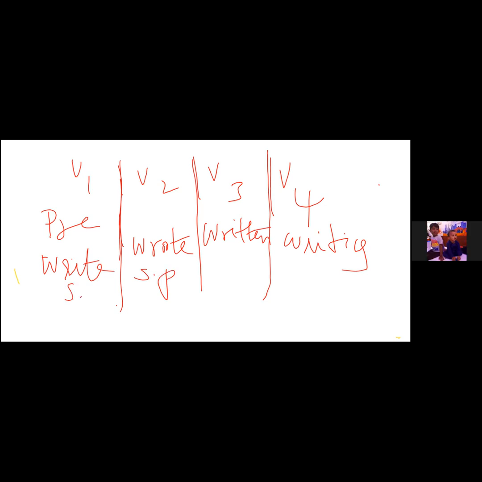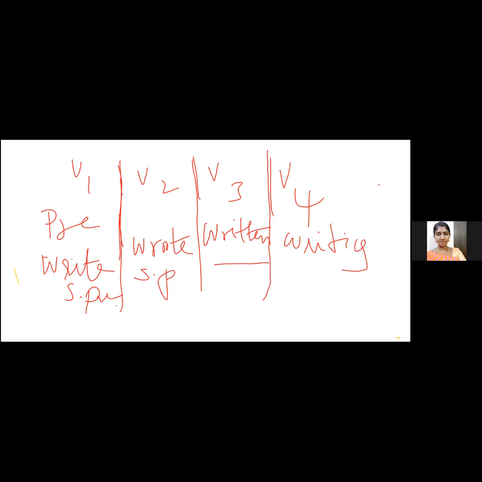Excuse me, ma'am. Will you please define V3? We use V3 only with have plus the verb, which comes under present perfect or past perfect. Have plus V3 verb. I have written. He has written. So in the perfect tense, we can use V3 verbs.